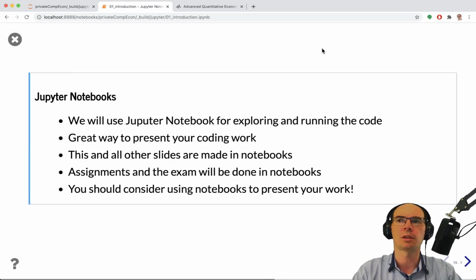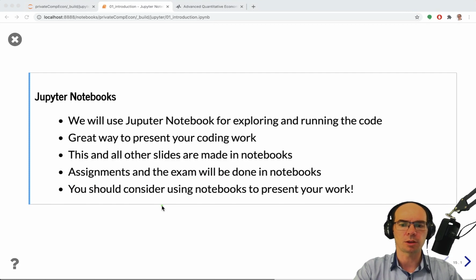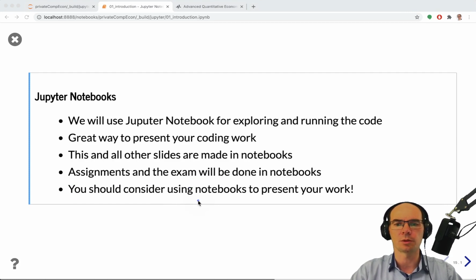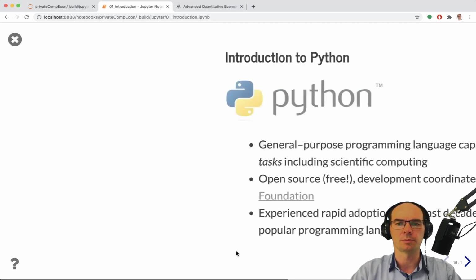It is a very nice tool for presenting your prototyping work or simple code. It's not very good for big software projects, but for teaching, I think that's quite ideal. So we will do all of the assignments and exam in the notebook. And every time you present your work, I think you should think of notebooks as a useful tool.